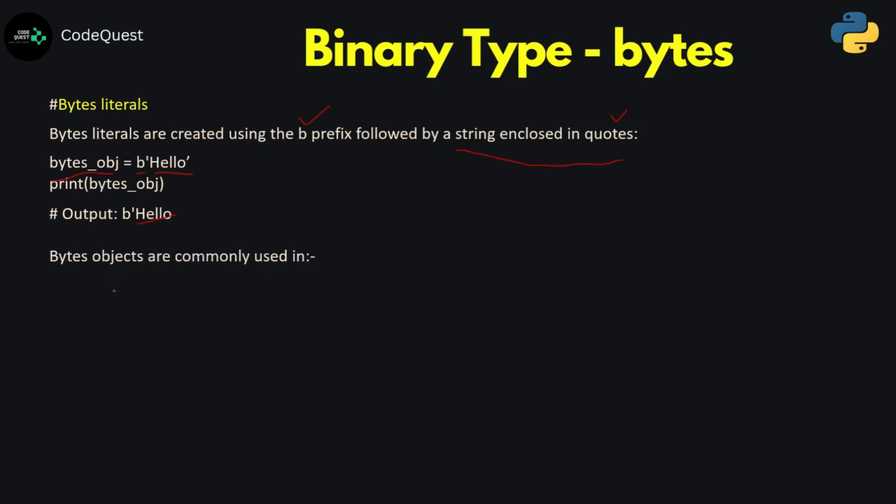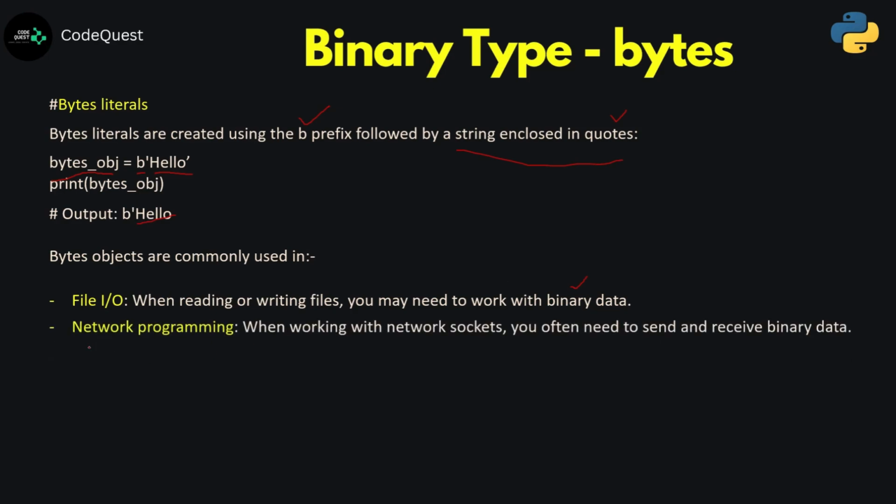Now bytes objects are commonly used in file input output. When we are reading or writing contents from and to a file, you need to work on binary data so that you can save memory. And in network programming, when we work with network sockets, you often need to send and receive binary data.